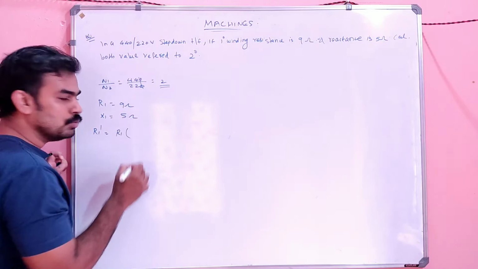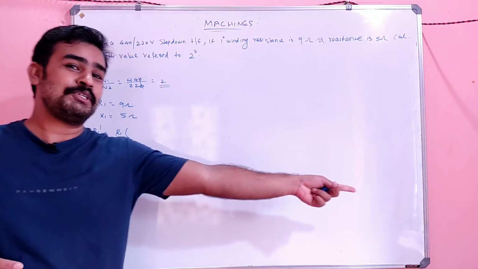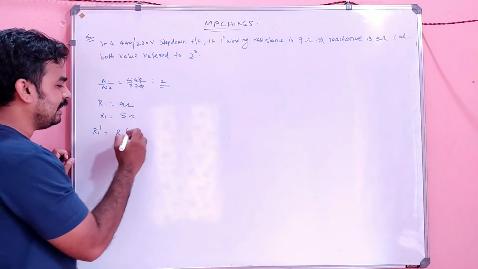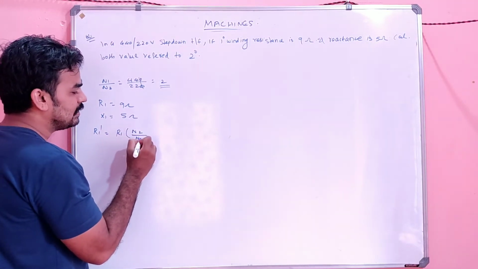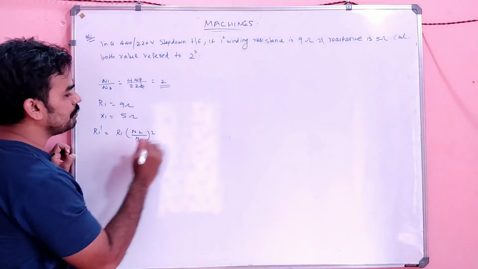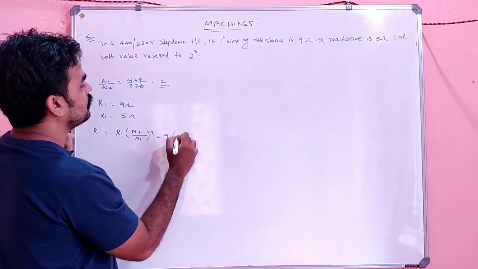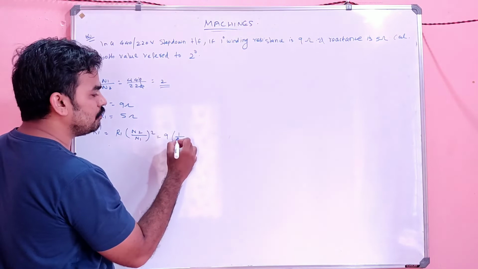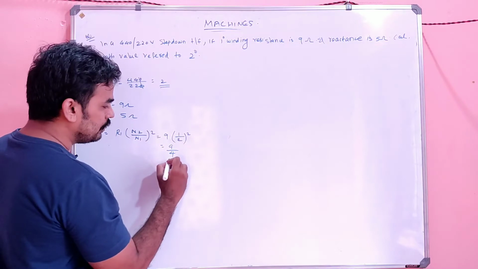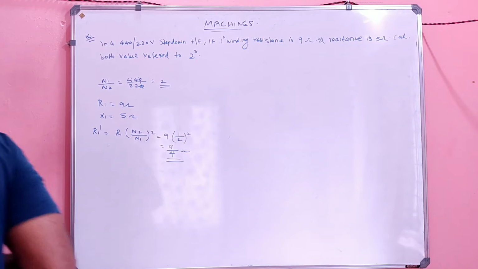Old value of R1 into, where is it going? It is going to N2, the secondary side, right? So the numerator will be the secondary number of turns, the whole square. That is the difference. So what is R1? It is 9, into N2 by N1. N1 by N2 is 2, so N2 by N1 will be 1 by 2, the whole square, which is nothing but 9 by 4.